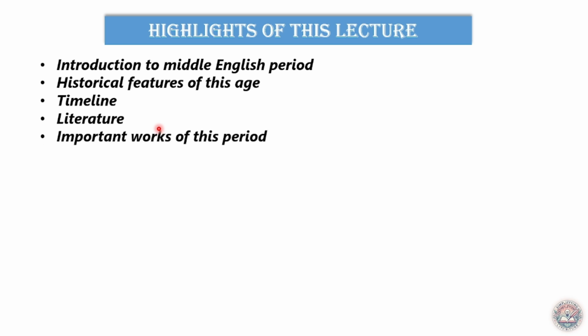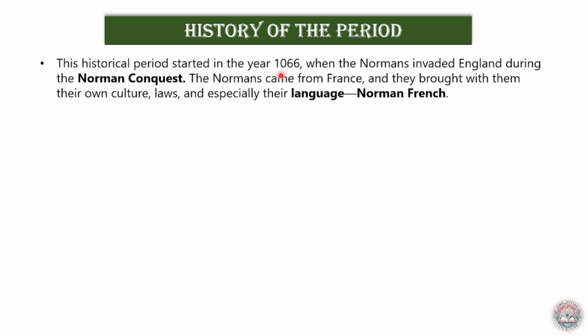So, let's get started. The Middle English period officially started in 1066, the year of the Norman conquest. The Normans came from France and they took over England. Along with their rule, they brought a whole new culture, legal system, and most importantly, the language, Norman French.